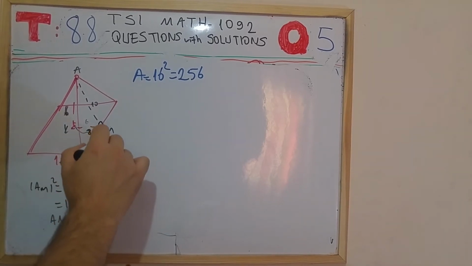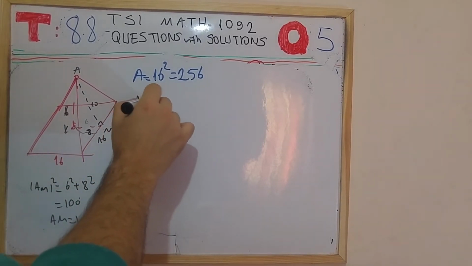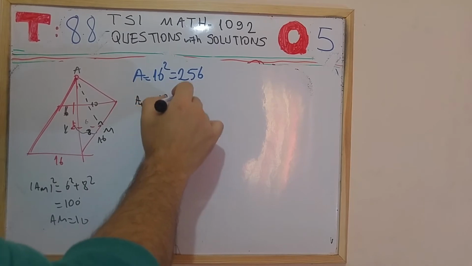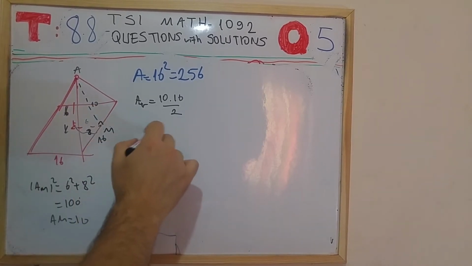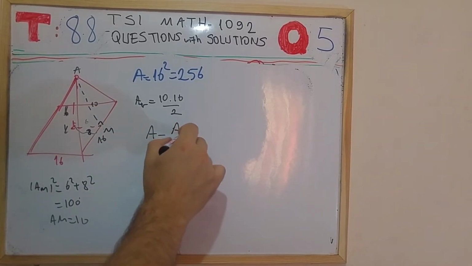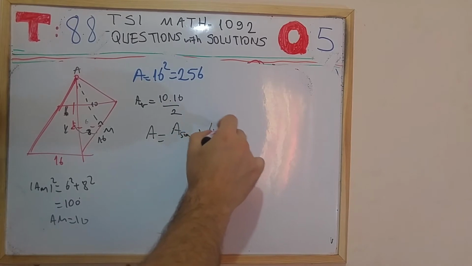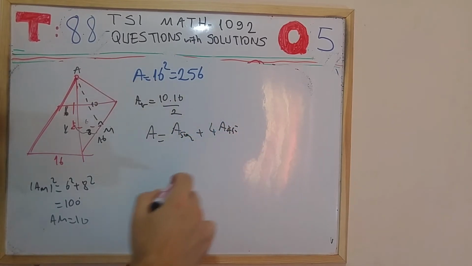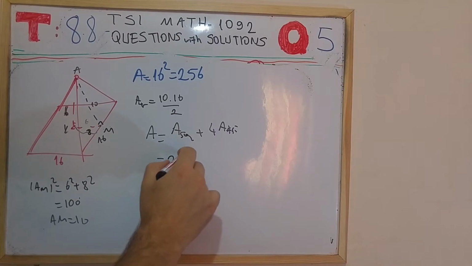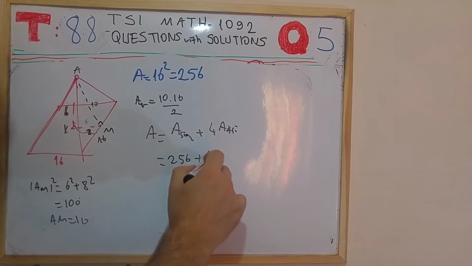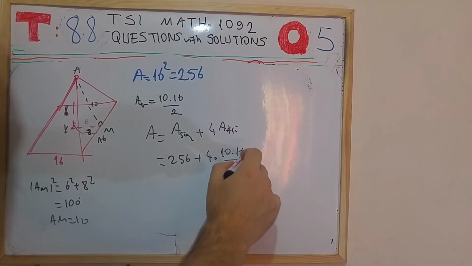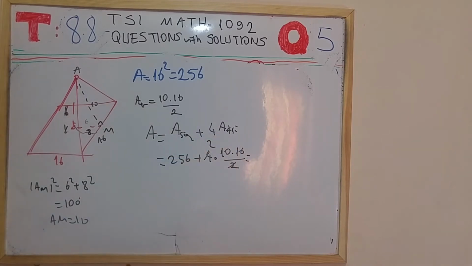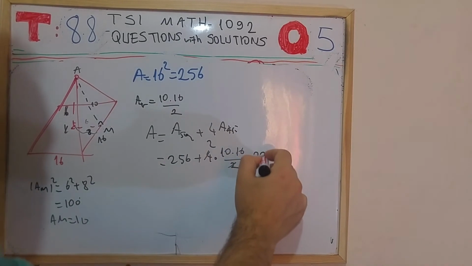And the base is equal to 16. So the area of the triangle is equal to 10 times 16 over 2. And I have 4 of these triangles. So the total area is equal to the area of the square plus 4 times the area of the triangles. So what I have is 256, I had already calculated, plus 4 times 10 times 16 over 2. That is equal to, this is 2, 160, this is 320.